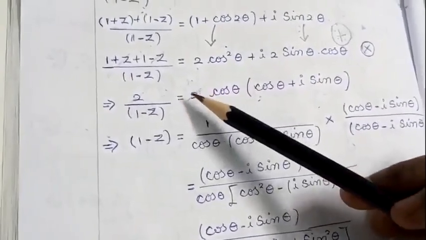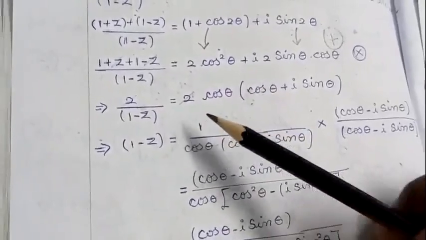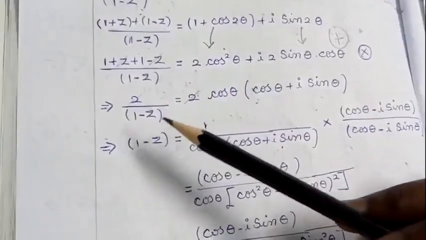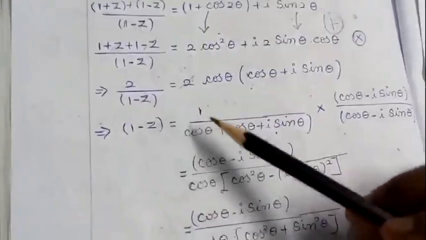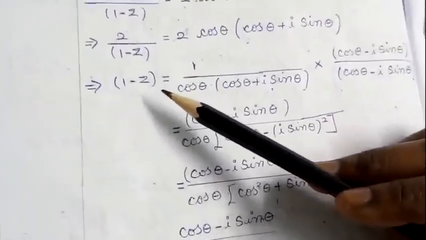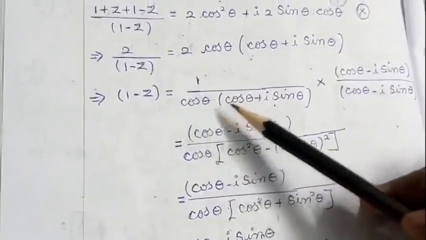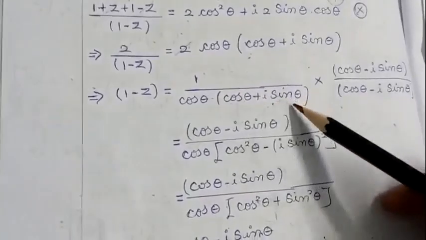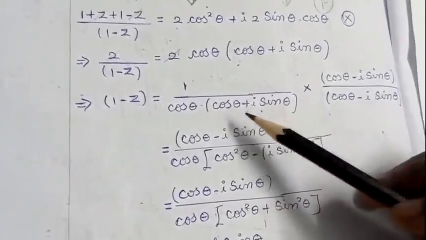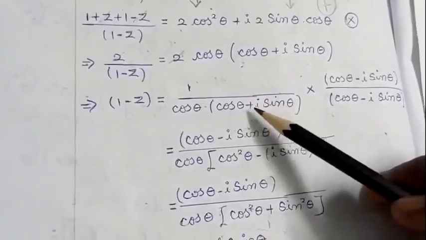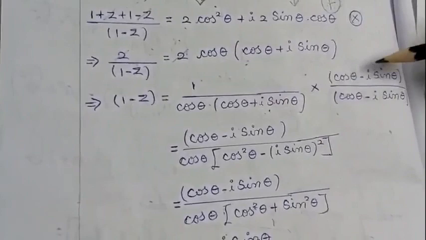After cancelling 2 on both sides, I am cross multiplying the term. That is, I am going to bring this 1 minus z to my numerator. So what is the value I am getting here? 1 minus z equal to 1 divided by cos theta into cos theta plus i sin theta. In this place, I am going to take the conjugate. Instead of plus, I am going to divide and multiply by cos theta minus i sin theta.